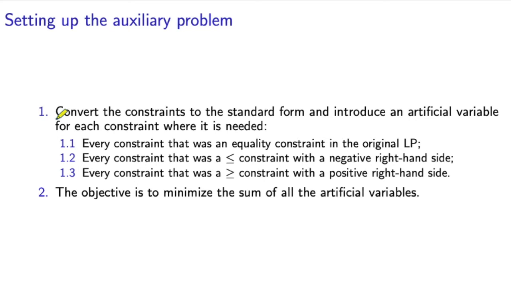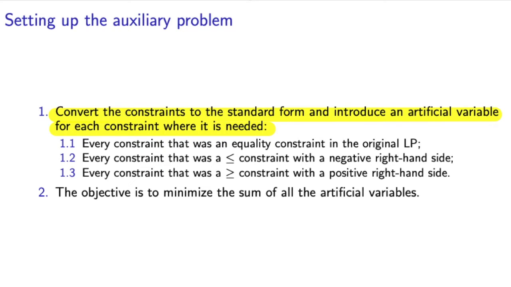So, we convert the constraints to the standard form and introduce an artificial variable for each constraint where it is needed. Recall that converting the constraints to the standard form means that all the inequalities need to be transformed into equalities by adding a slack variable, or subtracting an excess variable, depending on the type of a constraint. For the equality constraints we don't need to add or subtract anything.